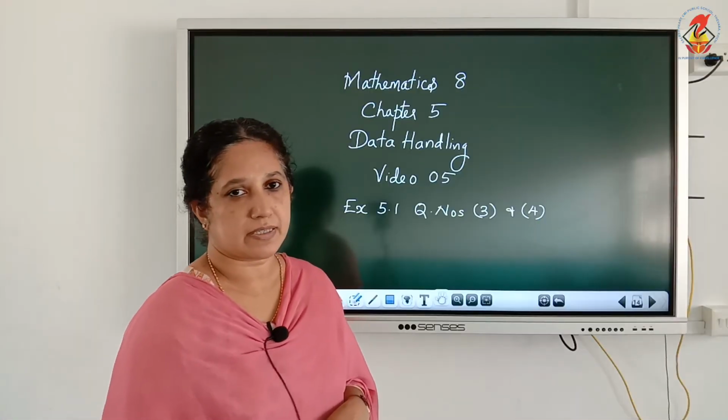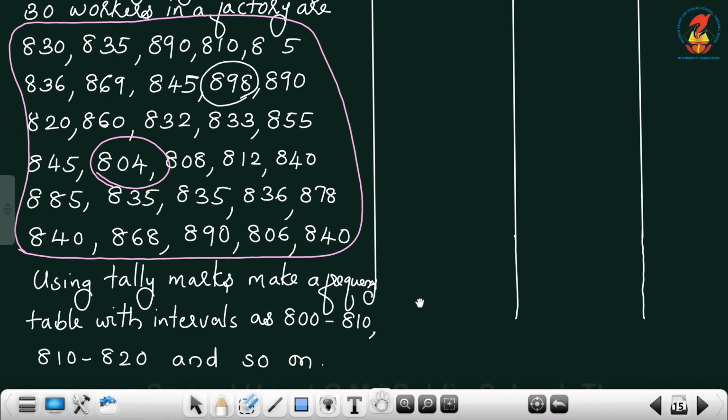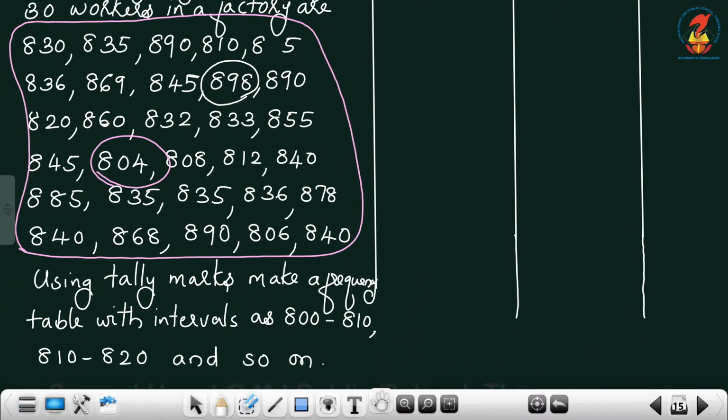We continue with exercise 5.1. Then third question. The weekly wages in rupees of 30 workers in a factory are given. Using tally marks, make a frequency table with the intervals as 800 to 810, 810 to 820 and so on.